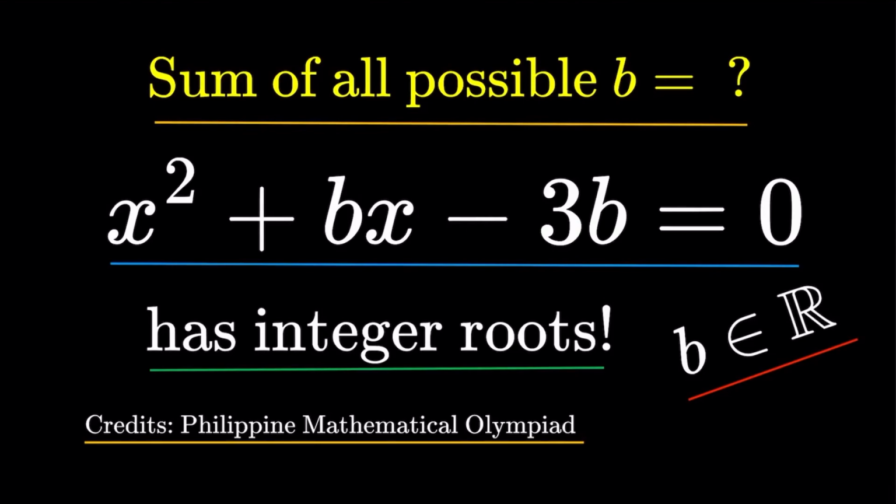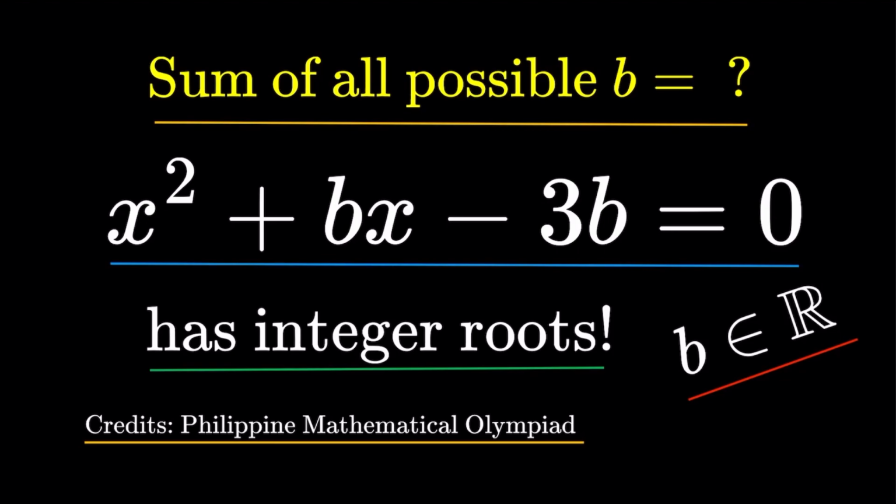Find the sum of all possible real numbers b such that x squared plus bx minus 3b is equal to 0 has integer roots. Credits to the Philippine Mathematical Olympiad for this item. As usual, pause this video if you'd like to give this item a try. But if you're done, let us dive into the solution.